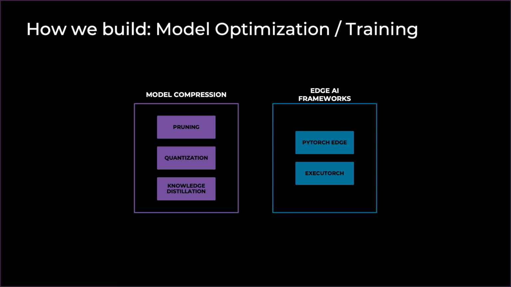Finally, we have knowledge distillation, which is when we train a smaller, more efficient model to mimic the outputs of a larger, more complex model. This approach retains most of the larger model's accuracy while being much lighter. And in parallel, in order to actually implement and build these on device in the most efficient way, we need the right infrastructure. So these tend to be frameworks that are optimized for mobile and edge environments like PyTorch Edge and ExecuTorch.